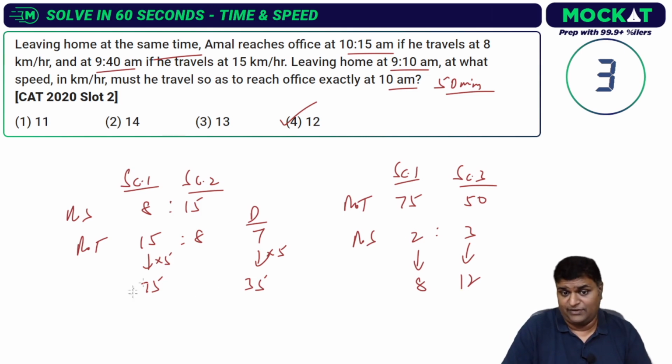And once you know 75 minutes is what it takes under scenario 1, scenario 3 has to be 50 minutes. You leave at 9:10 and reach at 10 a.m. So 75 is to 50 is the ratio of time, which is 3 is to 2. Ratio of speed is going to be the reciprocal, 2 is to 3. Once again, we knew the speed over here. If 2 parts was 8 kilometers per hour, it was 2 into 4. Then 3 into 4, 12 kilometers per hour becomes the answer here.